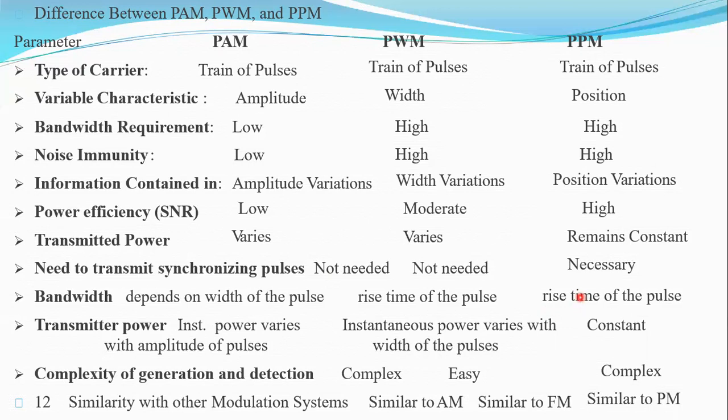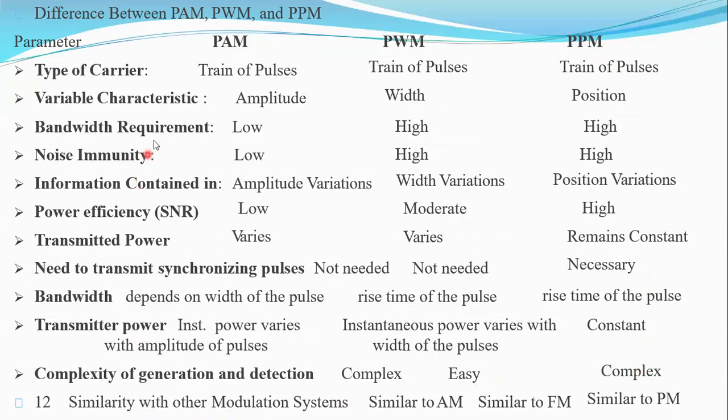And coming to the transmitted power, in PAM the instantaneous power will be varied with respect to the amplitude of pulses. In pulse width modulation, instantaneous power varies with the width of the pulses, and in pulse position modulation it is constant. And coming to the complexity of generation and detection in these three techniques, in pulse amplitude modulation it is very much easy, in pulse width modulation it is very much easy, and in pulse position modulation it is very much complex.